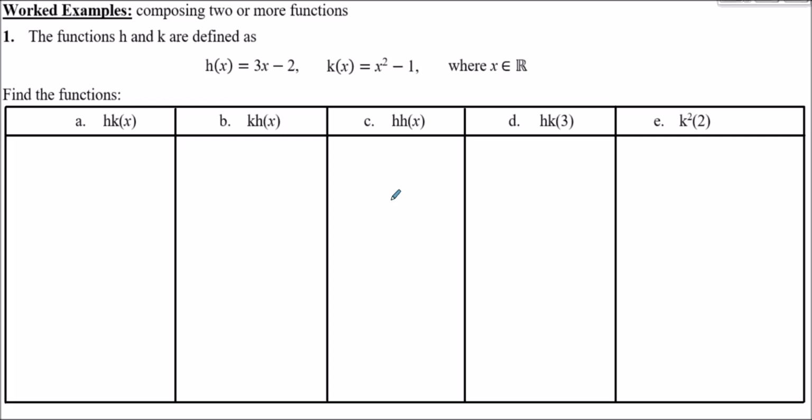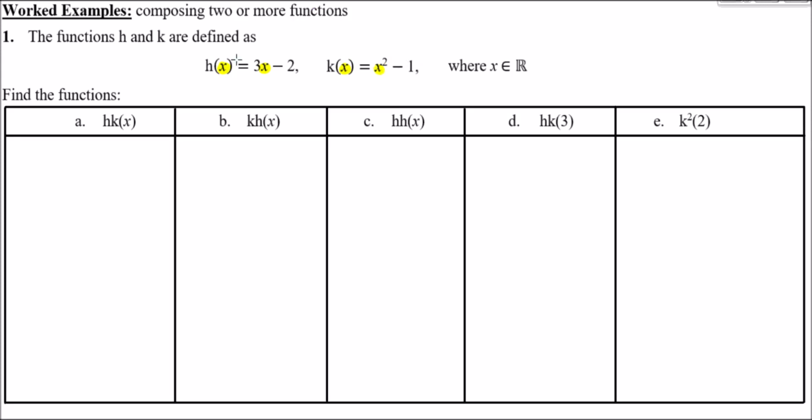So a, b, c, d and e, where h of x, k of x are defined as follows. So let's find first of all for a, hk of x. But just before we begin, let's have a look at how these functions are defined. They're defined on a standard input, just a singular x. So the standard input here for h, if it were just a standard x, the function h takes the input, the x, triples it, and then subtracts 2. k takes the input, which is x, squares the input, and then subtracts 1.